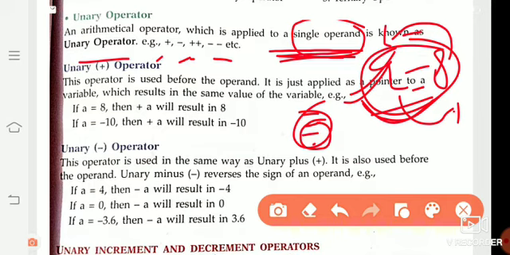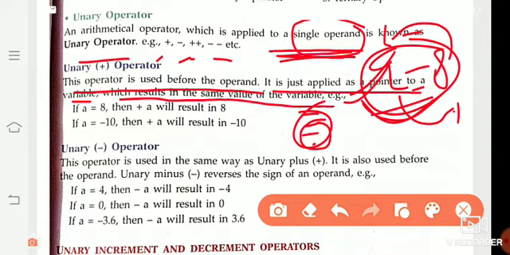Okay beta. So what is a unary operator? This operator is used before the operand. It is just applied to the variable and results in the same value of the variable. Okay, that means जो value assign की गई होगी वही उस value का result हो जाएगा.